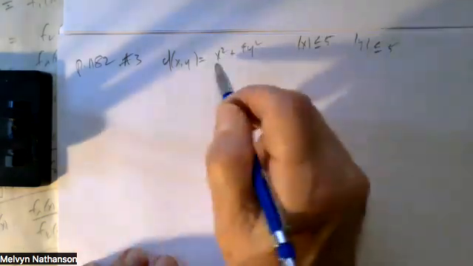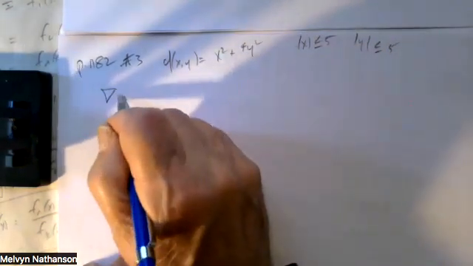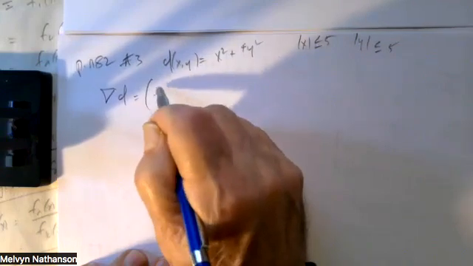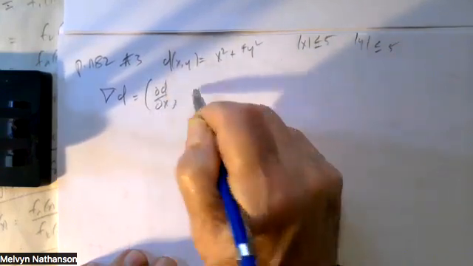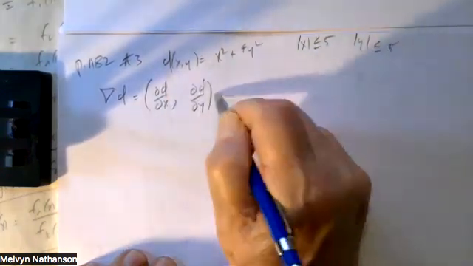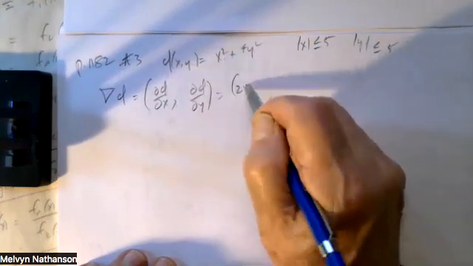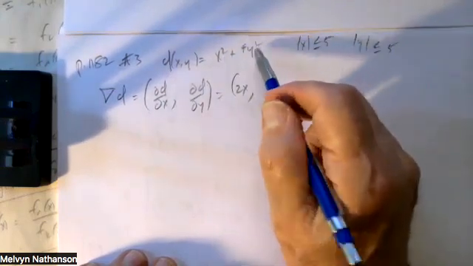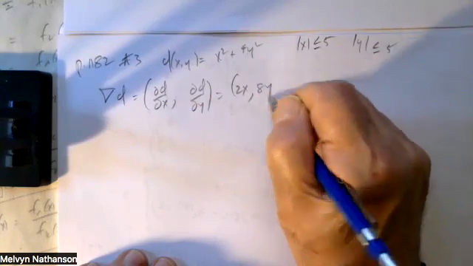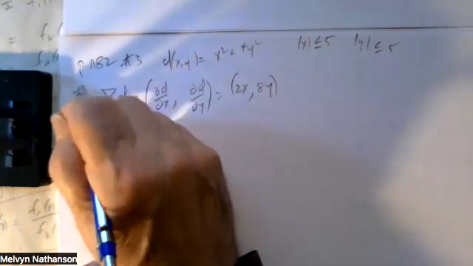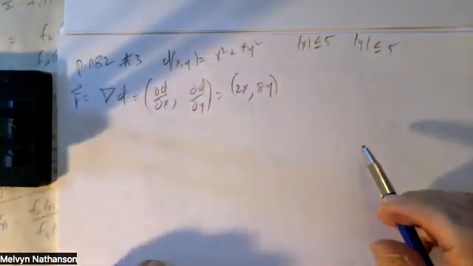So what is the gradient of phi? The gradient of phi is the partial of phi with respect to x, partial of phi with respect to y. Partial phi with respect to x is 2x. Partial phi with respect to y is 8y. So this is my vector field.